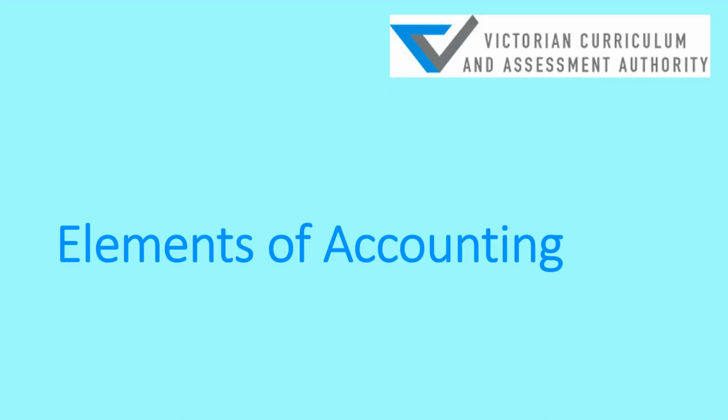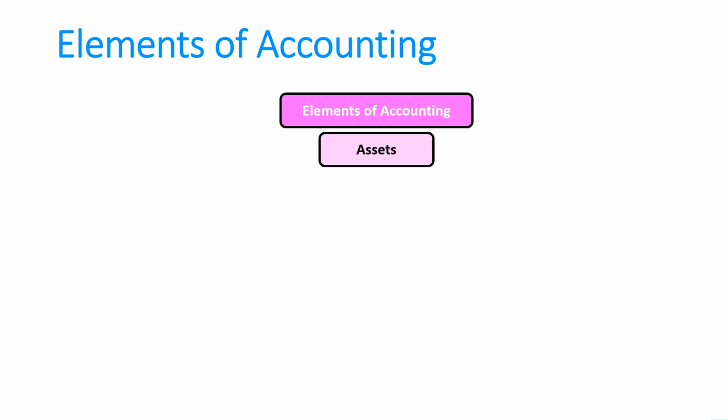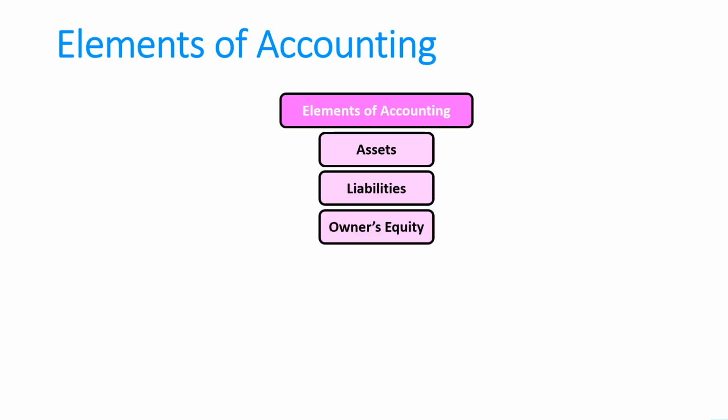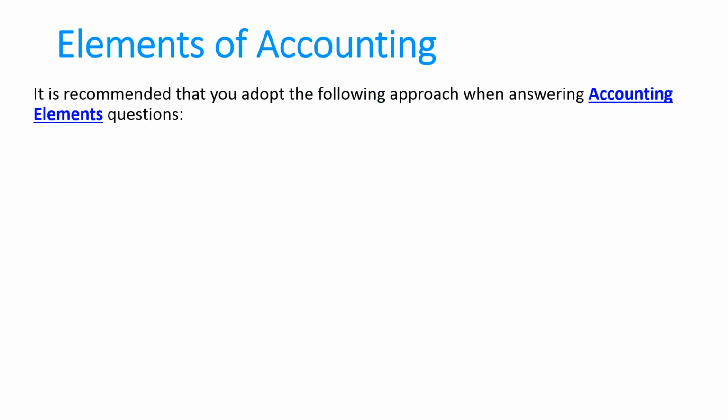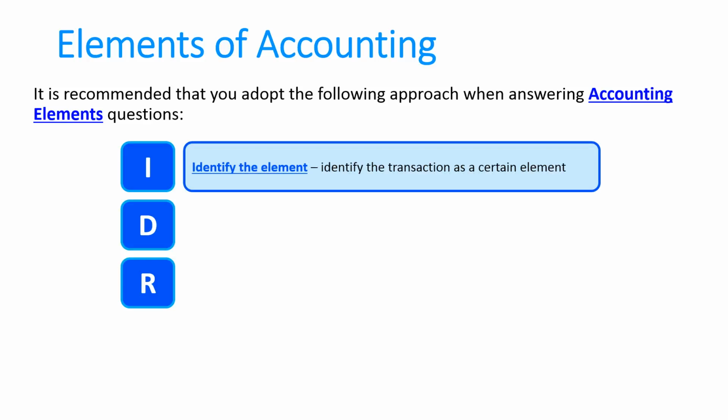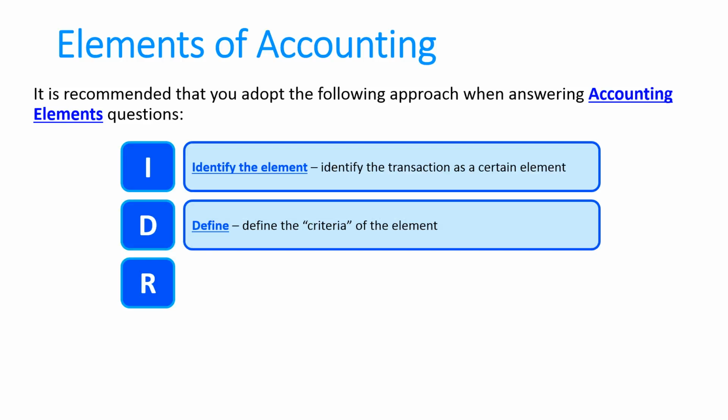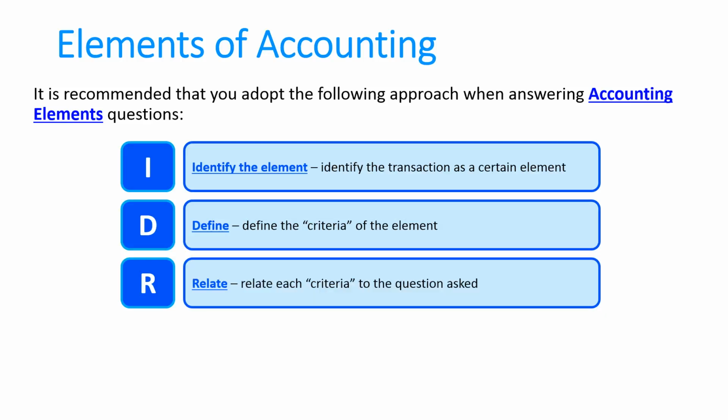What about if you get the elements of accounting? Well, what were they? They were assets, liabilities, owner's equities, revenues, and expenses. So if you get a question, again, follow the same formula, which is identify, define, and relate. So first of all, identify the element. What actual item is it? Is it an asset? Is it a revenue? And so on. Then define it. So give out the criteria of the particular element, and then relate it to that question.